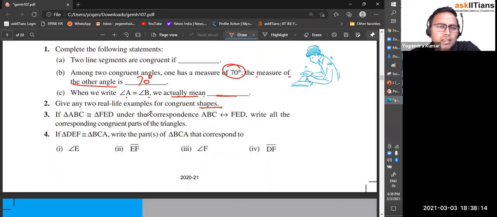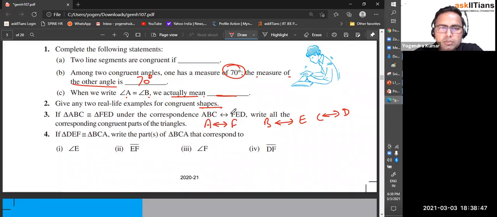If triangle ABC is congruent to triangle FED, then they are under this correspondence. Let's do this question. Here ABC corresponds to FED. Write all the corresponding congruent parts of the triangle, right? So what we can say, A corresponds to F, B corresponds to E, and C corresponds to D. You can write AB corresponds to FE, BC corresponds to ED, and AC corresponds to FD, right? Like that you can write down.